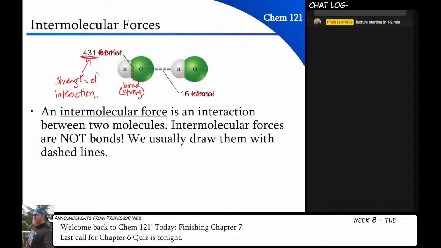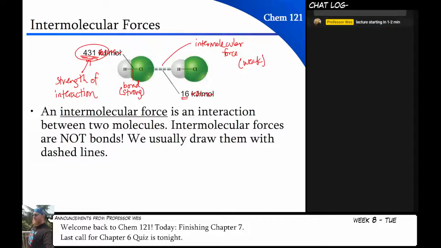And bonds are strong because the number that we use to represent this is big. If I put in this much energy, I can break the bond. I can break the H and the Cl and separate them. Now, to take apart 2 HCl molecules that are attracted to each other would be the intermolecular force that is holding them together. And compared to the bond, the intermolecular force is weak.